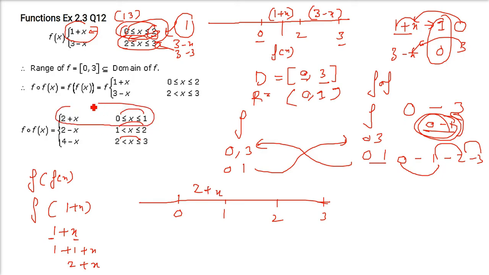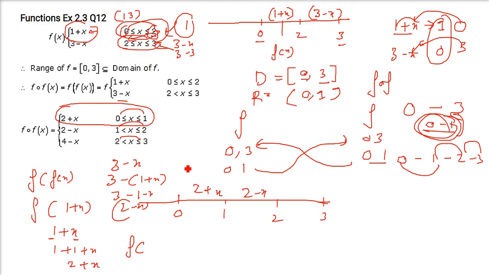You got the idea? Now 1 to 2. So in between 1 to 2, 1 plus x was already there, the f of x, and you have to put it inside where? You have to put inside this 1 plus x. You have 3 minus x, so you have to put it inside 3 minus x. So 3 minus 1 minus x. So you get 2 minus x. So for 0 to 1 it is 2 plus x because 1 plus x was placed inside 1 plus x. Then 1 plus x was placed inside 3 minus x because we have changed the domain to 1 to 2.